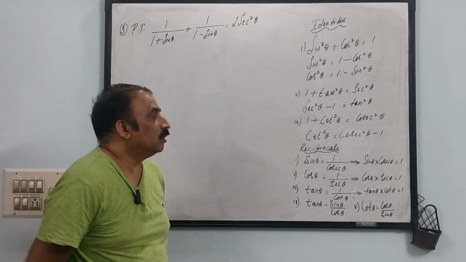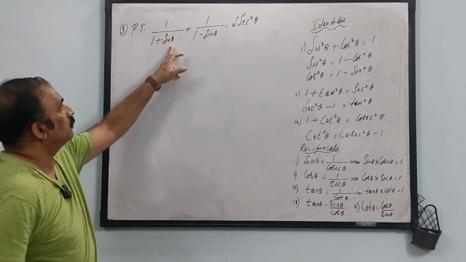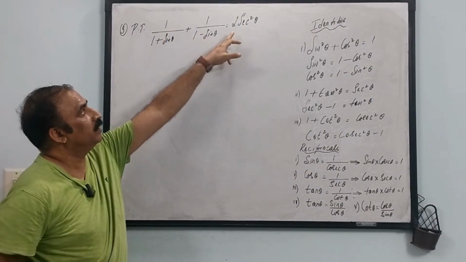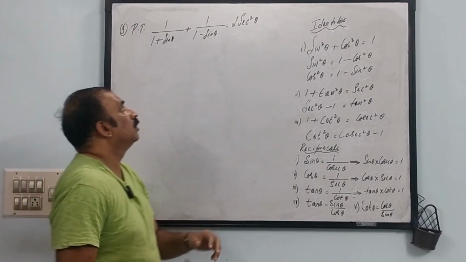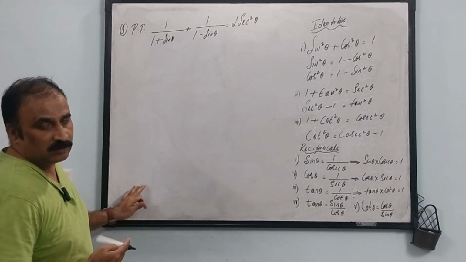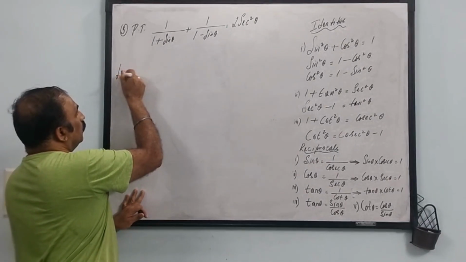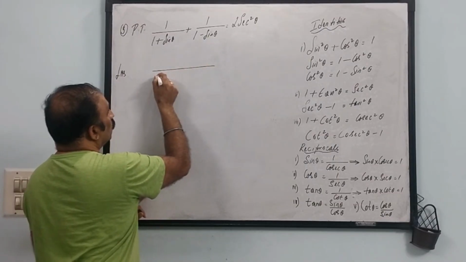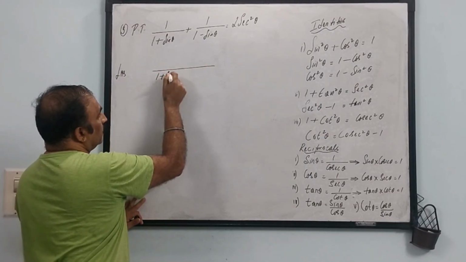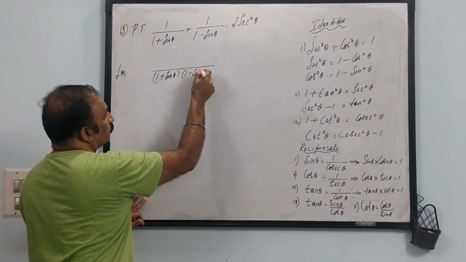Okay, coming into the third problem. It says 1 by 1 plus sine theta plus 1 by 1 minus sine theta. You have to prove it as equal to 2 secant square theta. Now, in the LHS, I will take the LCM. LCM is going to be the whole of what is there in the denominator. LCM is going to be 1 plus sine theta into 1 minus sine theta.